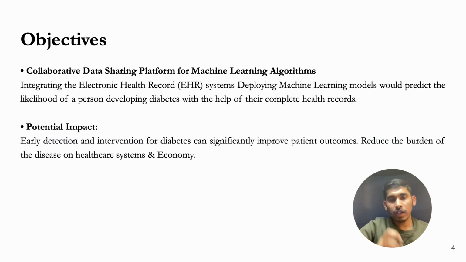So, a collaborative data sharing platform with integration of electronic health records will enable the early detection and prevention of diabetes. These electronic health records will act as input data for our machine learning model. Based on that, we can provide personalized treatment and suggest modifying the lifestyle. This will have a potential impact on reducing the burden of diabetes and its associated complications.